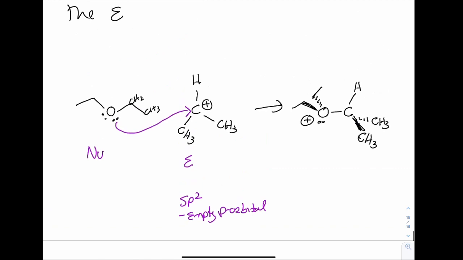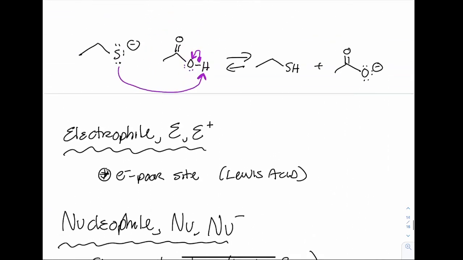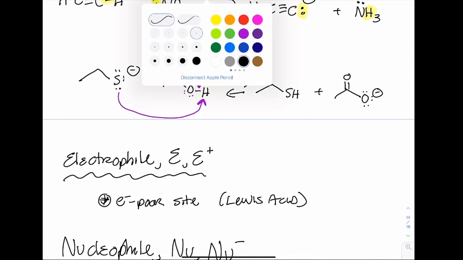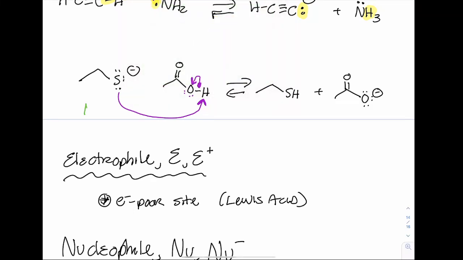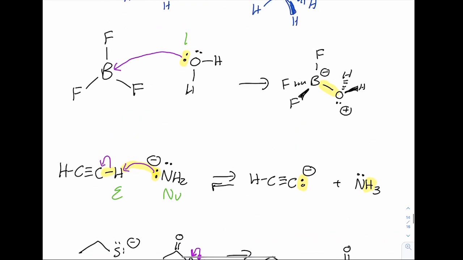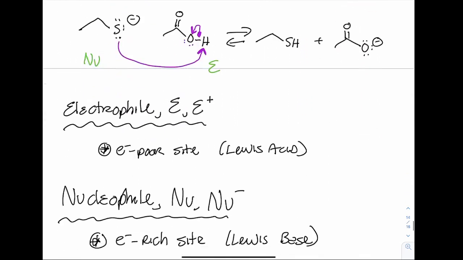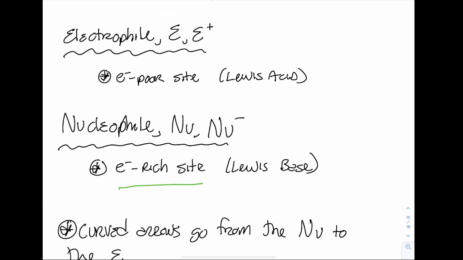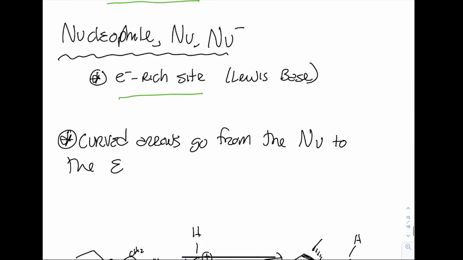Going back up to the examples we already did, we could label the electrophiles and nucleophiles if we wanted, which I want to do. So my nucleophile, my electrophile. My arrows always went from the nucleophile to my electrophile, from electron-rich to electron-poor. Nucleophile is my electron-rich site, electrophile, my electron-poor site. Our curved arrows always go from the nucleophile to our electrophile.